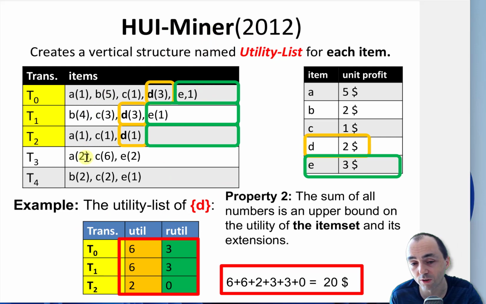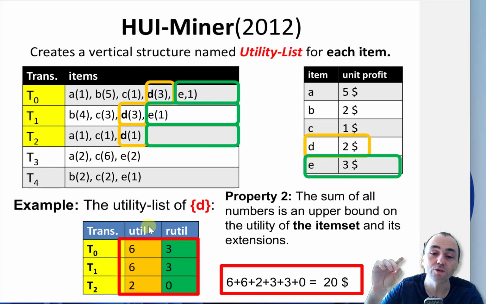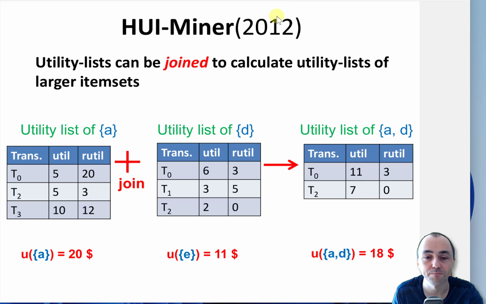First, HUI-MINER reads the database and will make the utility list for all the single items like A, B, C, D, E. Then, after you have the utility lists for all the single items, here I show you A and D. HUI-MINER can do some join. It will take A with D and combine them together to find the utility list of the item set A and D.